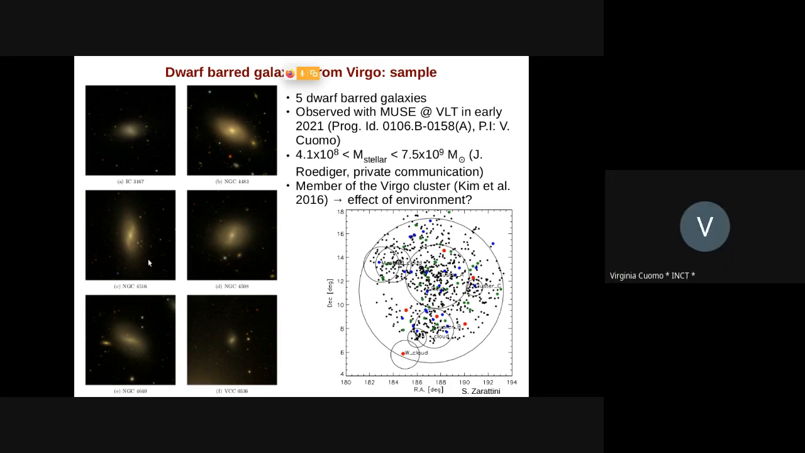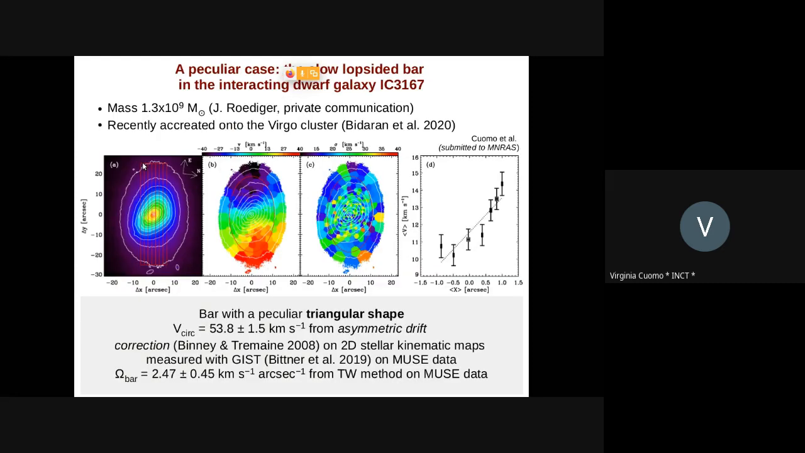Yes, thank you. So what we are trying to do is to measure the bar properties in a small sample of dwarf barred galaxies that are located in different positions within the Virgo cluster. Here the red points show the location of our sample of galaxies. They are dwarf and barred, except for one that needed to be excluded. So here I will present the results for one object which turned out to be very interesting and very peculiar.